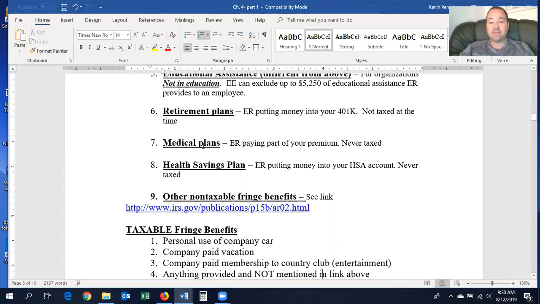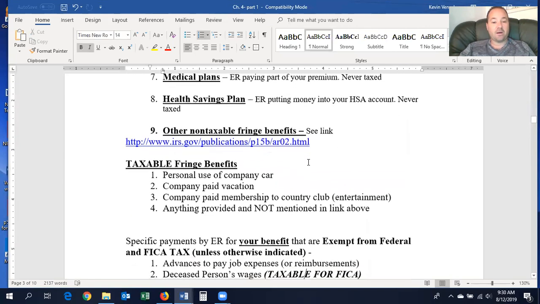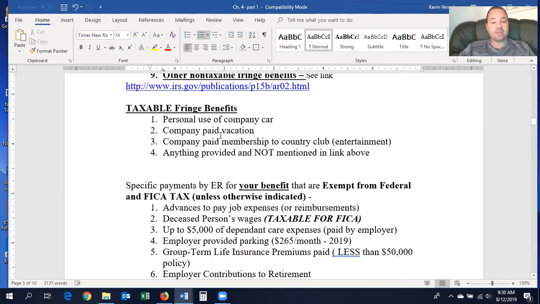Medical and health savings plans, the employer pays part of the premium. That's considered a non-taxable benefit, so that's a good thing. The employer puts money into your health savings plan, that is a non-taxable event as well. So you can see some of the items here that could be common.